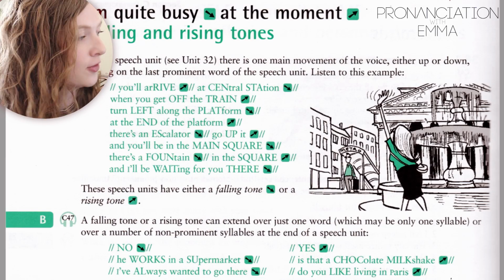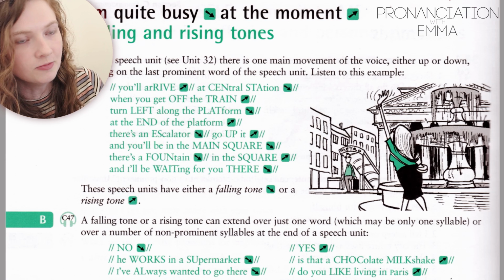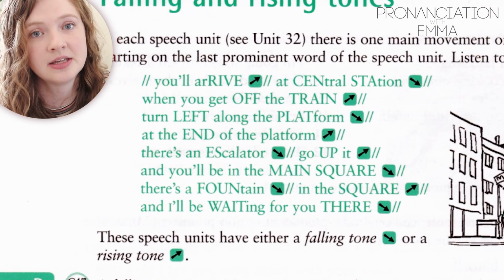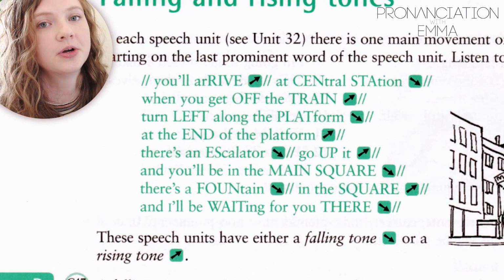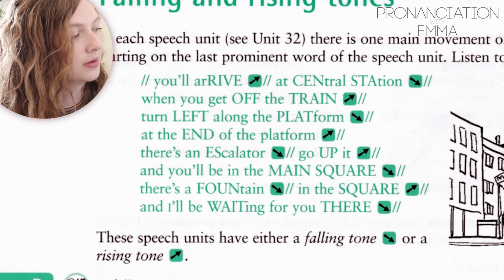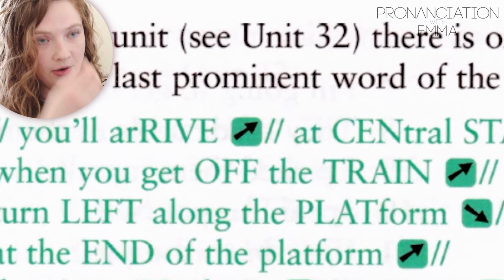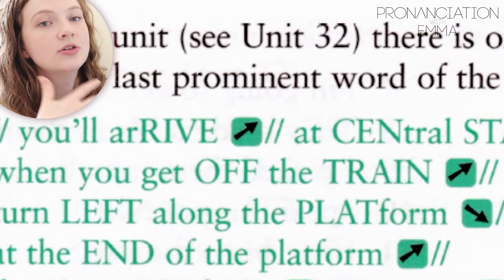Okay, so let's focus on the first one here. So we've got this text, right? And as you can see, there are parts which are in capital letters, and this shows where our stress goes, okay? This is how the book represents stress. So you've got you'll arrive, for example, okay? You'll arrive, the stress goes on arrive. Then you've got these little arrows. These arrows indicate where our intonation goes. Does it rise or does it fall?